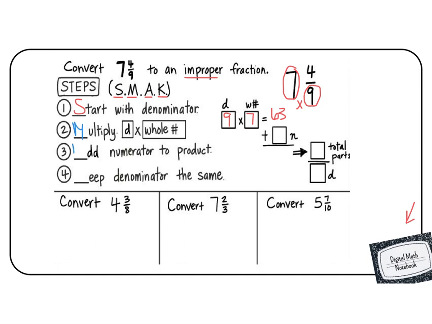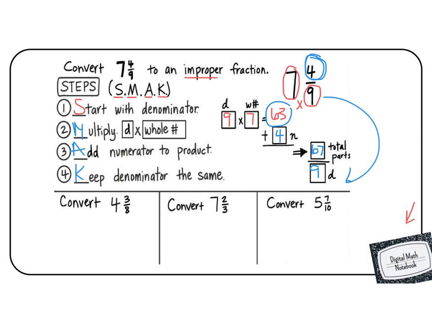Now my next one is I'm going to add. I'm going to add the numbers that I've circled in blue. The 63, which we just got from multiplying, and the 4 leftover parts that we had. So we're going to add 4, and that would give us 67 over, our denominator stays the same, 9. So we go back to our improper fraction. So that would be, we keep the same denominator.